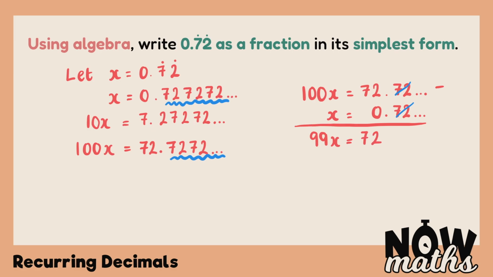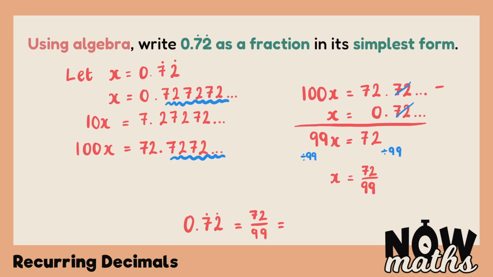Now we have an equation, 99x equals 72, and to solve this equation, we're going to divide by 99. So we end up with x equals 72 over 99. So we can say that 0.72 recurring is equal to 72 over 99. The question asks us to write 0.72 recurring as a fraction in its simplest form. So let's see if we can simplify the fraction we've got.